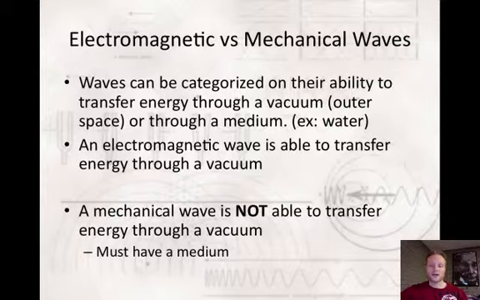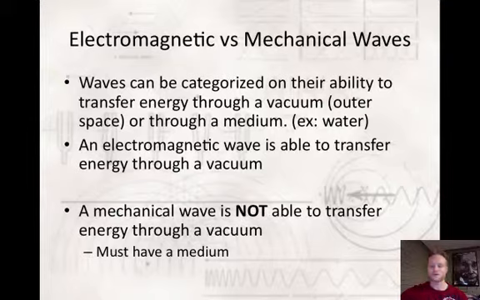A mechanical wave, on the other hand, is not able to transfer energy through a vacuum. It must have a medium. So for instance, if I go into outer space and I were to start talking to you guys, you'd see my mouth moving because that's light reflecting off my face, but you wouldn't hear anything because sound is a mechanical wave. It needs a medium to transfer through, and in this case it's air.